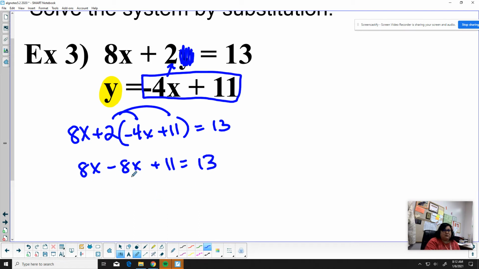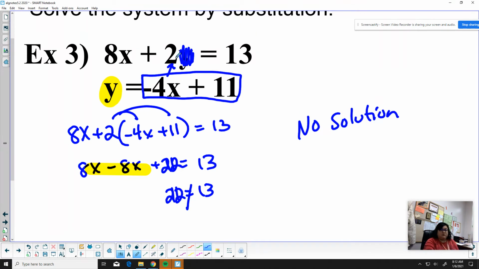You can see these two cancel because they're like terms, so I have to combine them. That's 0x, so that's 11 equals 13. That's not true. Actually, that should be 22. Sorry, that's my fault. I need to distribute the 2. So those don't equal each other. So this answer is no solution. What no solution means is that these two lines are parallel. They have the same slope. They never cross. Since the solution is where the two lines cross, and they don't ever cross because they're parallel, the answer is no solution.